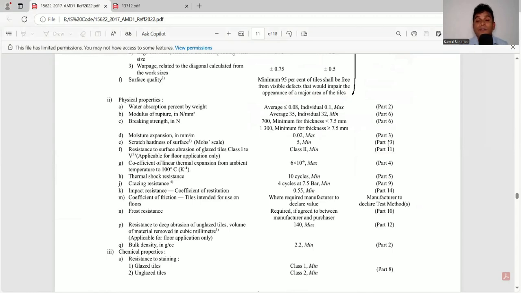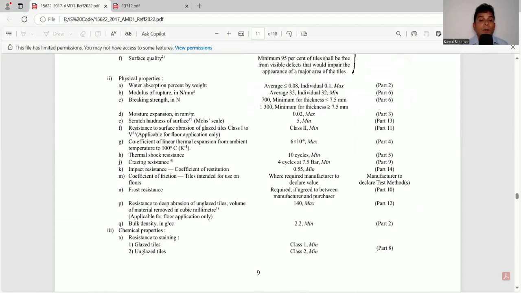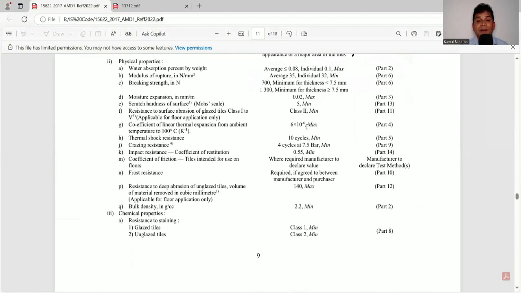Now moisture expansion in millimeter: 0.2 max. Scratch hardness of surface in Mohs scale: 5 is minimum. Resistance of surface abrasion of glazed tile: class 1 to V, applicable for floor application only. Class 2, then coefficient of linear thermal expansion. That is important because during heat and cold, how much it will expand.